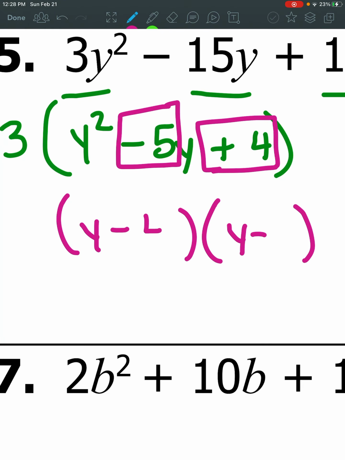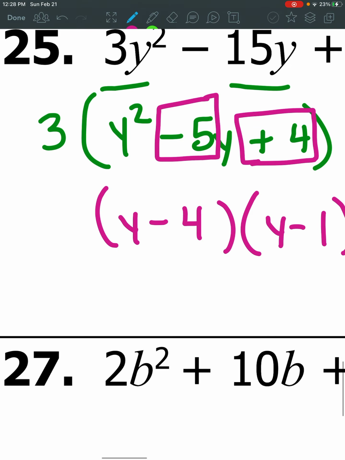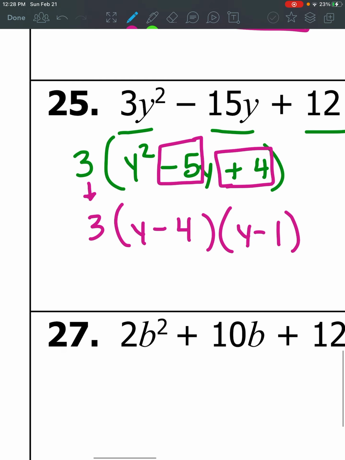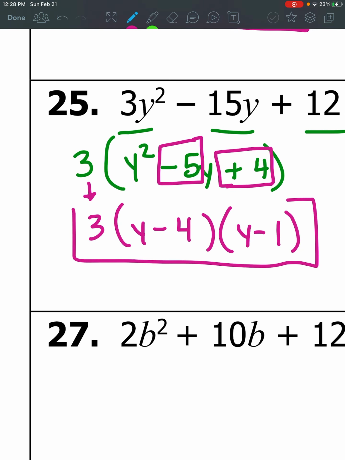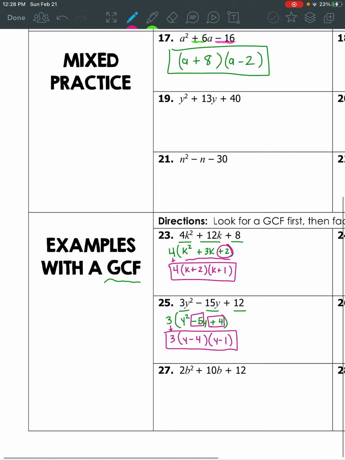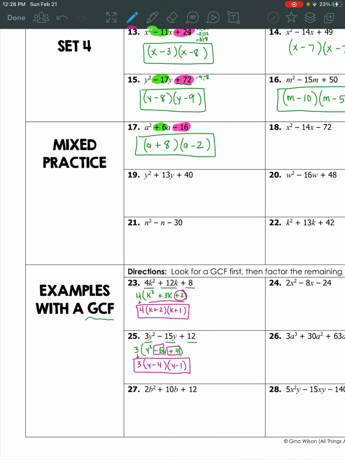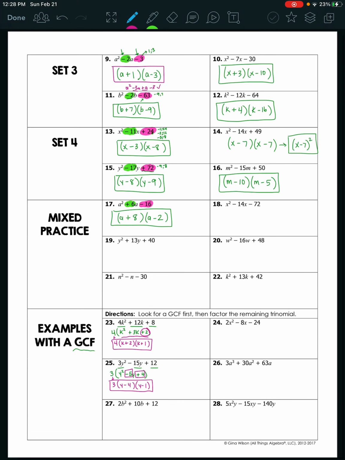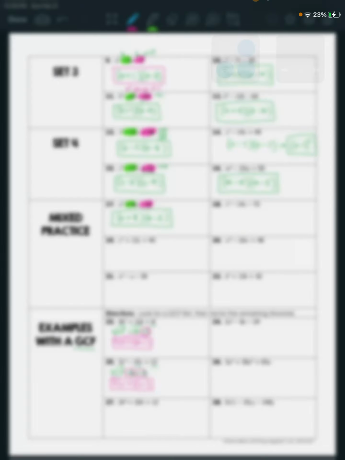So 4, we're going to do negative 4 and negative 1 actually, because that is how we get negative 5. And then do not forget to bring down that GCF. Otherwise, it's not going to be the same polynomial in the end. So there we go. Again, pause here and see if you can do some of these on your own. And we'll check to see if you're on the right track in class.